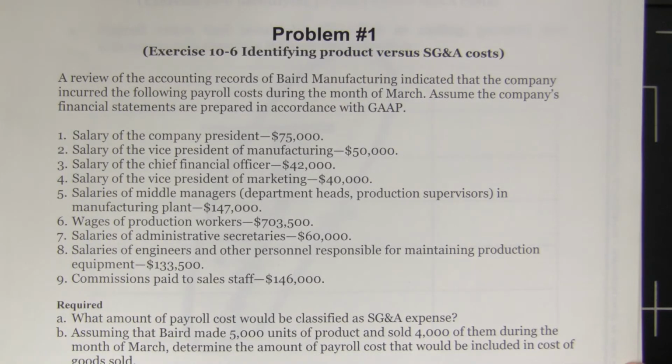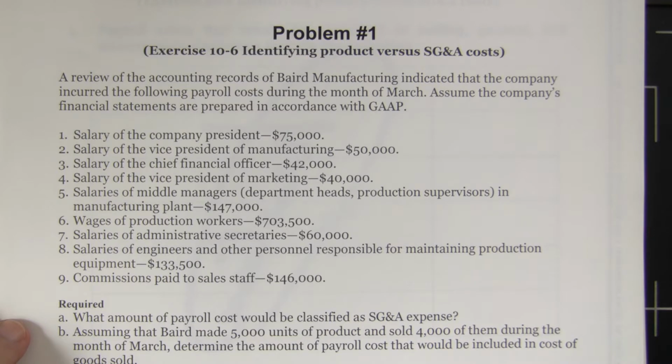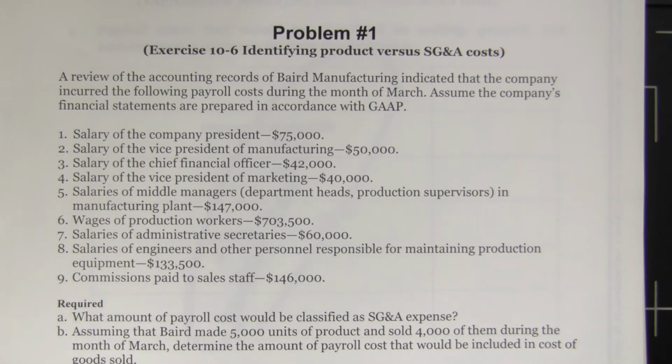Problem 1 in Connect, exercise 10.6 in your text, asks us to look at some information about this company, Baird Manufacturing, and decide if these costs are either product costs, meaning they add value to the product and contribute to the production of the product, or entity sustaining costs, insofar as they add value to the company but not to the products. It asks us to identify which of these are product costs, which get added to the product as part of cost of goods manufactured, or which get simply expensed as selling and general administrative, SGA, and go right to the income statement.